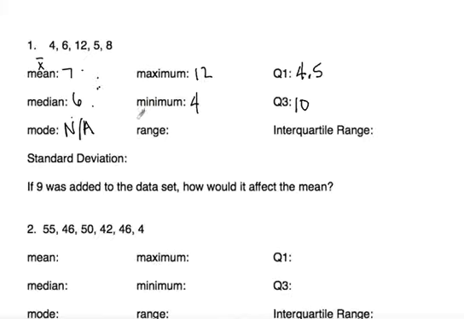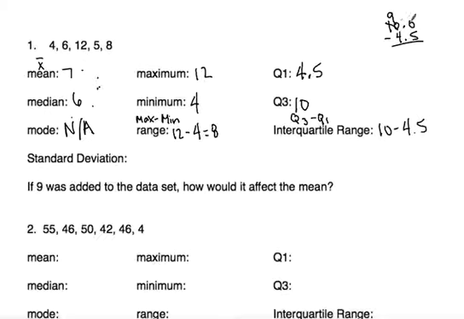The range is going to be my max minus my min. So that would be 12 minus 4, which gives you 8. The interquartile range is going to be Q3 minus Q1. So for that, we've got Q3 and Q1, so we're going to do 10 minus 4.5. When we do that, we can borrow from the 10, make it a 9, do 10 minus 5, which gives us 5, and then 9 minus 4, which gives us 5. Bring down our decimal, so 5.5.